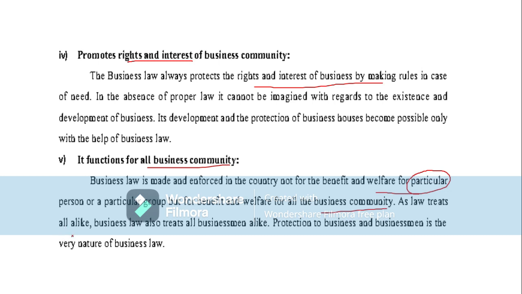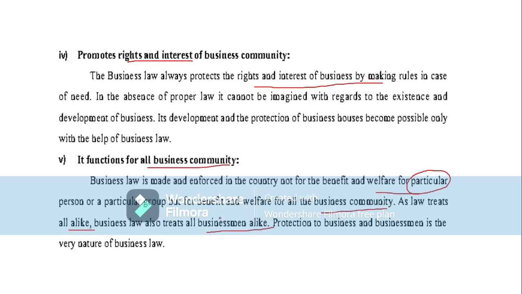Okay, all are same, all are equal in the eyes of the law. Business law treats all businessmen alike. We have different industries, like the petroleum industry, the oil industry, or the food industry. All industry people, or all business community people, are treated as equal before business law.